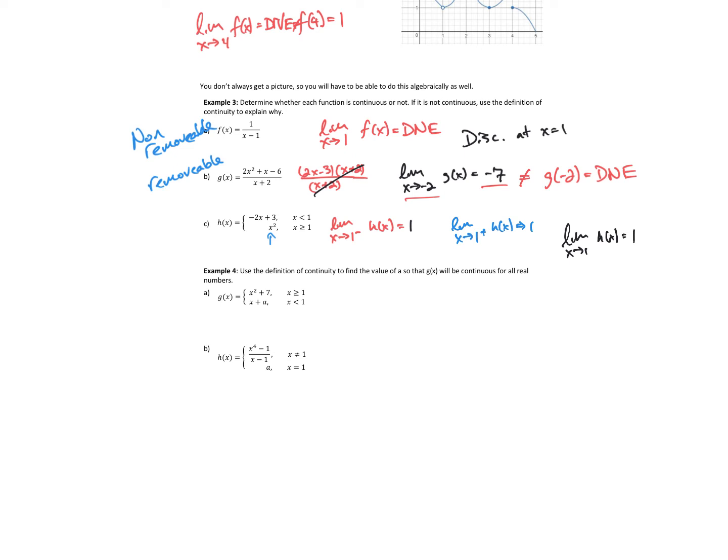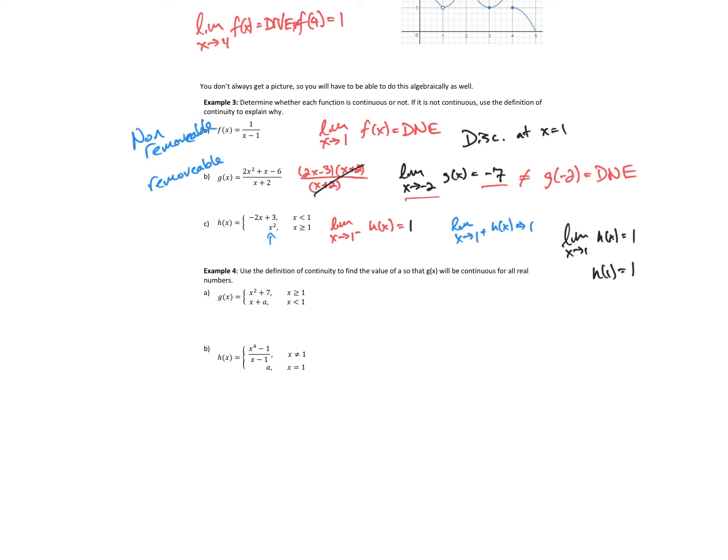However, does my value exist? Maybe. We haven't tested it yet. So we need to find h of 1. So I need to find out where 1 is defined. So which one do we substitute in? The bottom one, all right? Because that's where it's equal to. Are you following me? So if I substitute in 1 right there, what do I get?